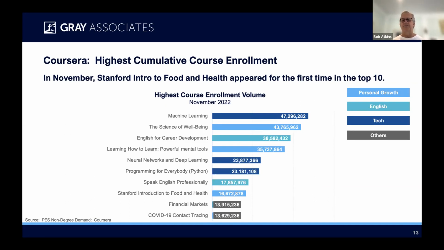Most of these courses have historically been tech courses, but as you can see here, that's shifting. So machine learning was number one, but number two is now science of well-being, and it's been in that number two slot for quite some time. English for career development, I think probably international students. 38 million people have taken that program since its inception. Learning how to learn, 36 million people. Now get back into tech, neural networks, programming for everybody. Back to English with 18 million students. And for the first time, we have an introduction to food and health making the top 10 list. And finally, financial markets and COVID-19 tracking.